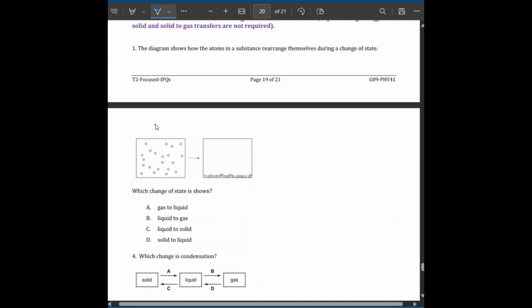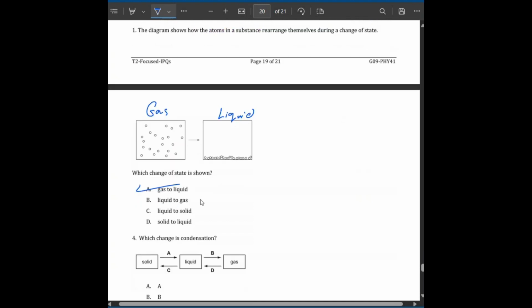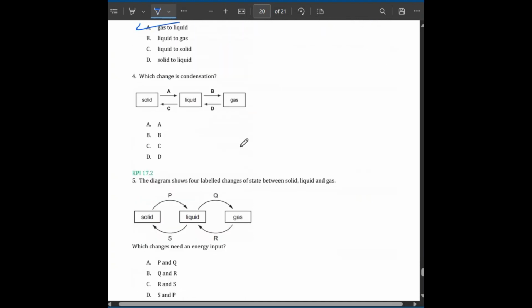Okay, so which change of state? As you can see, this is gas, and we transformed it into liquid. So which one is this one? Gas to liquid, which is A. Which change is condensation? We know that condensation is moving from gas to liquid, okay? So which one is moving from gas to liquid, which is D?